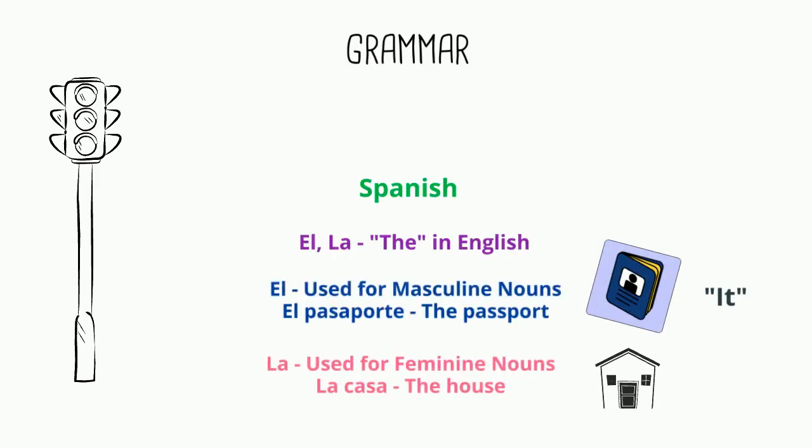But in Spanish, you say el pasaporte because passport is a male, and you say la casa for the house because house is female. Now you know why you should not apply the rules of one language to another, because all languages are different, they're so unique, and their rules are different too.